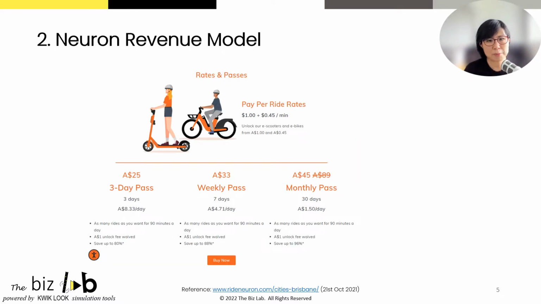The first piece of information that we need to input is the average monthly spend of the customer. In this case, we estimate the average monthly spend based on the pay per ride rates. Based on our experience riding the e-scooter in Brisbane, we estimate that the average duration is about 10 minutes. So if we run the numbers, each customer would spend an average of about $22 per month. You may notice that it is on the conservative side compared to the 3-day pass of $25 or weekly pass of $33. We will explain later in the video how you can rerun the simulation with different scenarios.